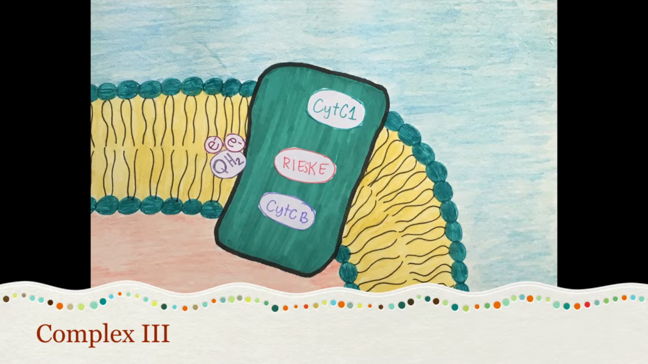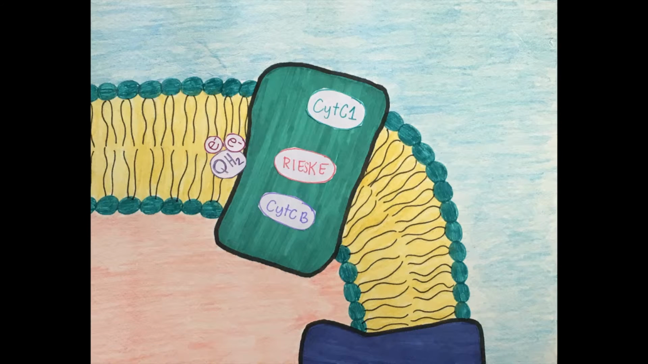Next in the cycle is complex 3, otherwise known as cytochrome reductase. It catalyzes the transfer of electrons from ubiquinol to cytochrome C. It contains 3 important structures: cytochrome C1, cytochrome B, and the Rieske center, which is a 2Fe2S group. The QH2 from complex 1 and 2 binds to complex 3, and the 2 electrons follow different paths.